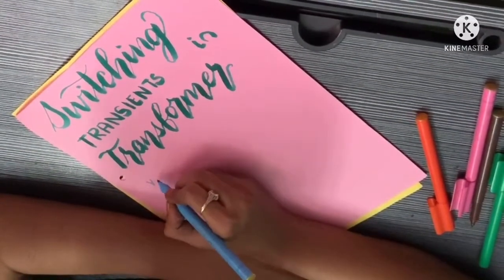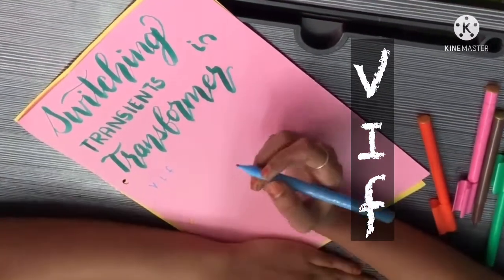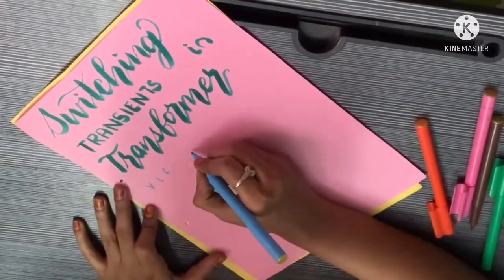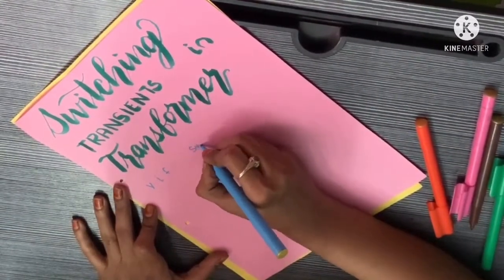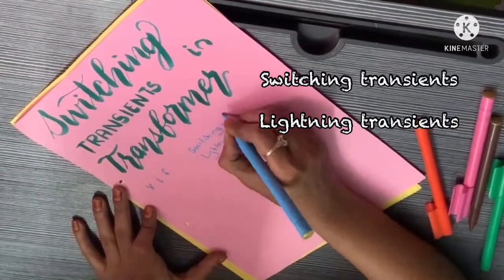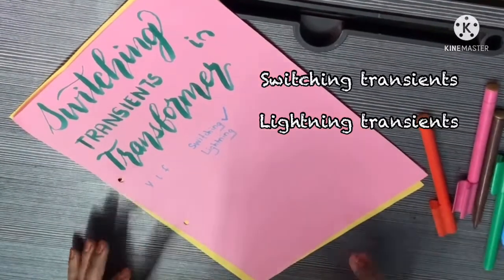that occur in V, I and F due to the changes in the circuit. There are basically two types of transients, that is the switching transients and lightning transients, but the switching transients are more common in the transformer, and let's study about this in this class.